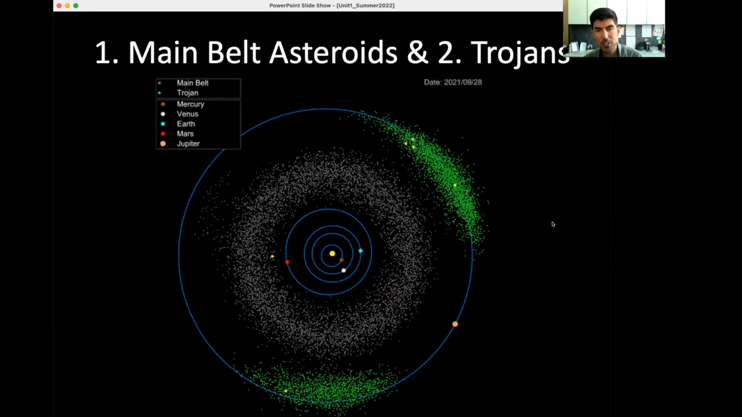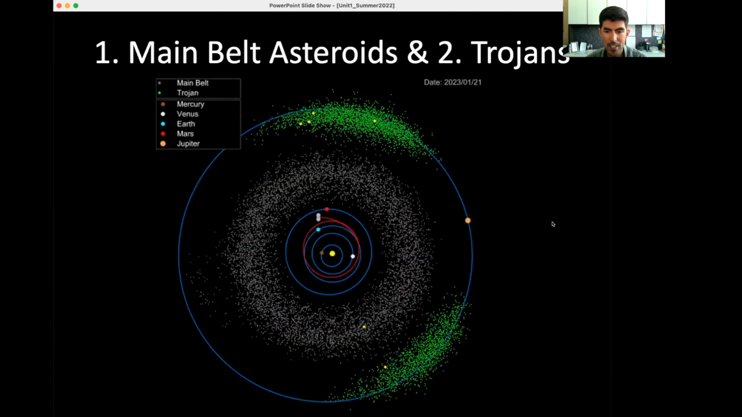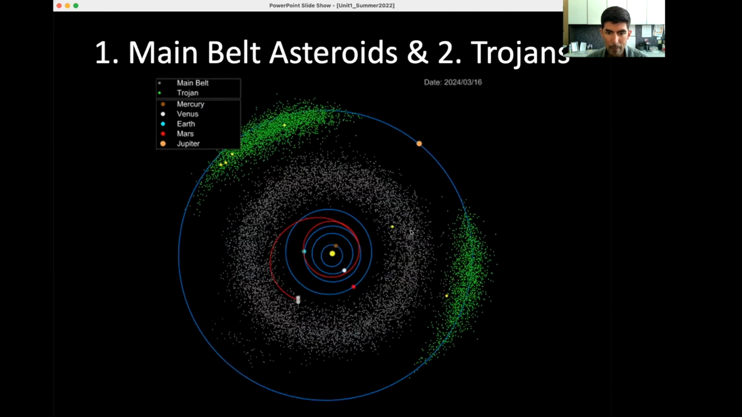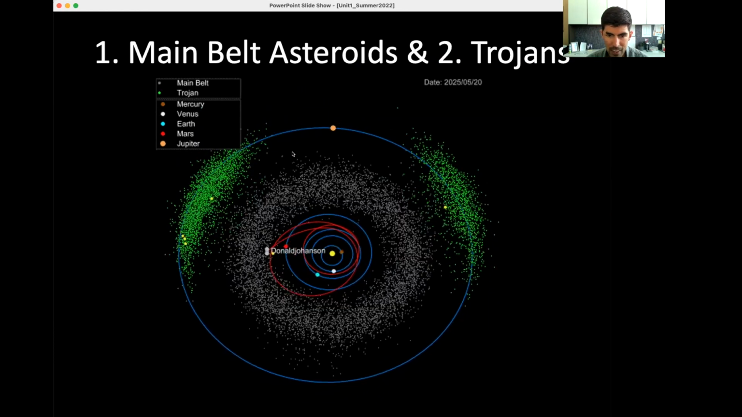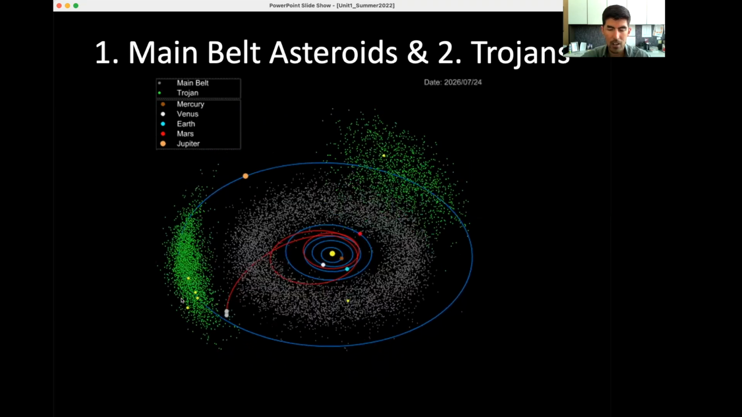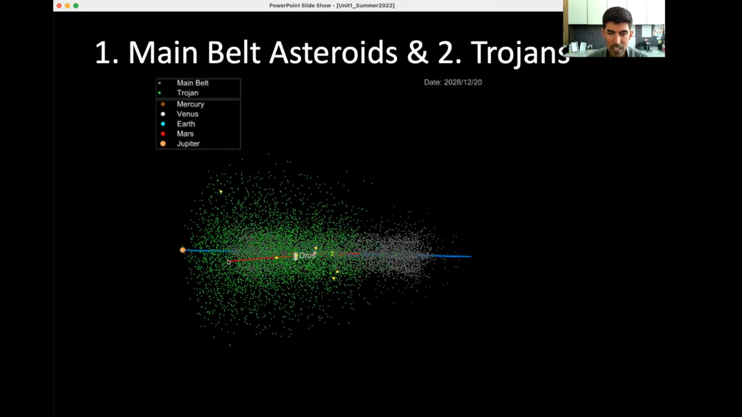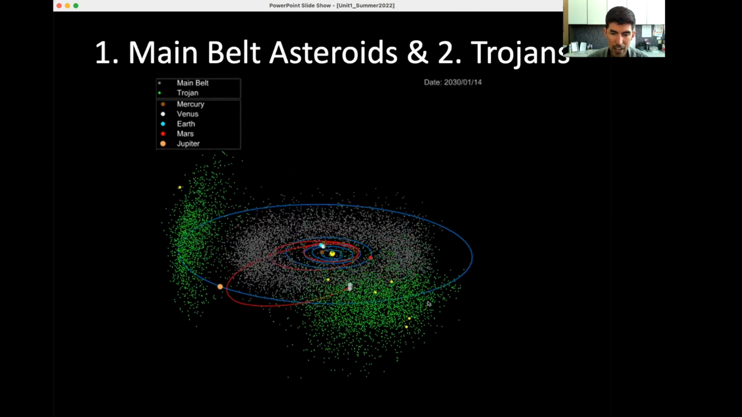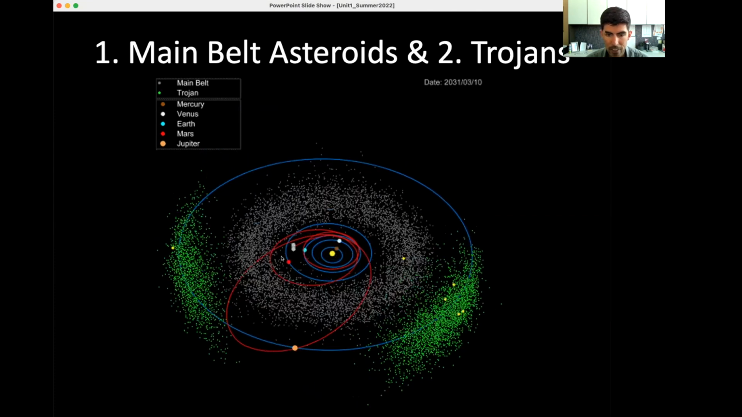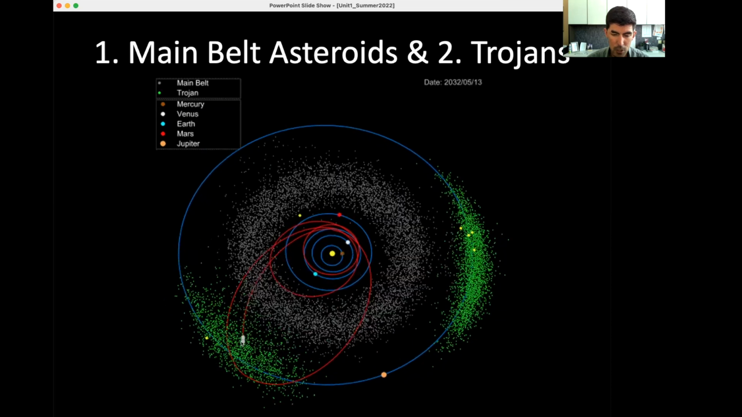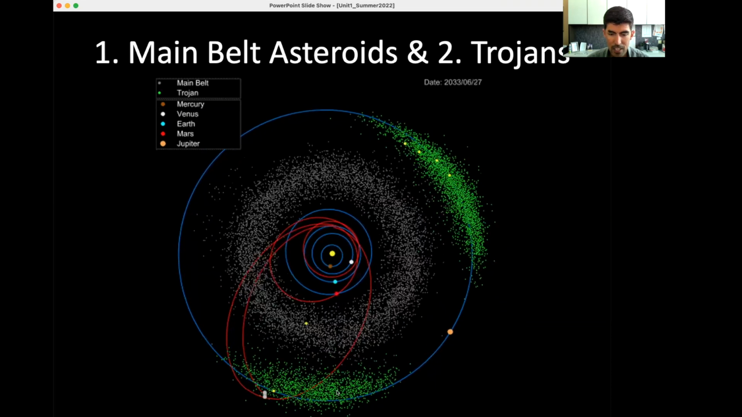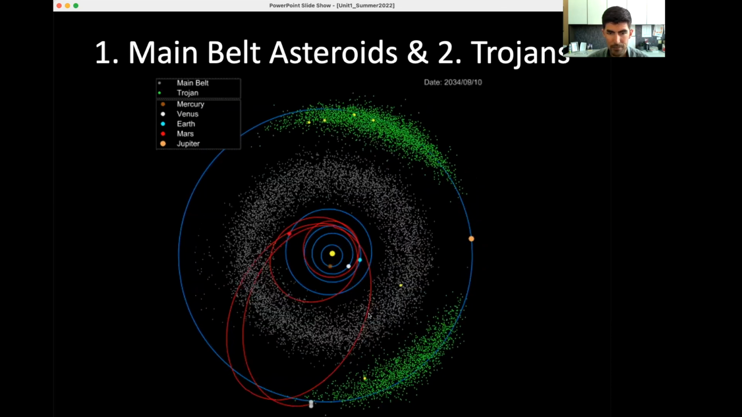So here's some visualizations of the different asteroids in their orbit. We can see the main belt of asteroids here in gray. And then this graphic, as it rotates, will show us the locations of the Trojan asteroids. And this actually follows the path of the Lucy mission, which is a new spacecraft headed to visit these Trojan asteroids.